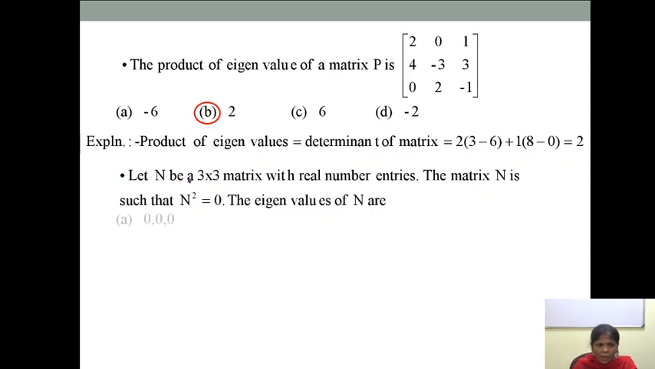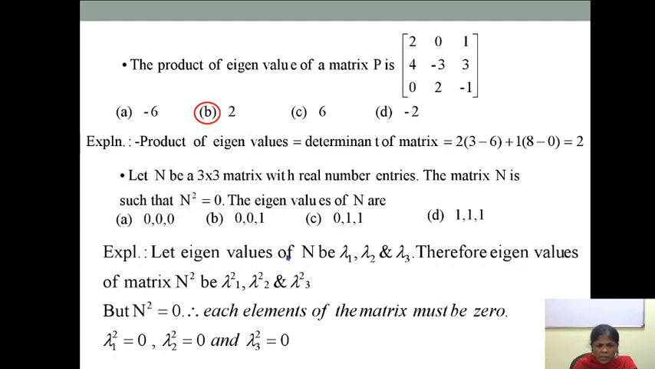Now let n be a 3 by 3 matrix with real number entries, and n is such that n square equals 0. What are the eigenvalues of n? And these are the choices. So what is given? Let us take the eigenvalues of n to be lambda 1, lambda 2, lambda 3. Obviously, according to the property we just saw in the previous slides, the eigenvalues of n square are obtained just by raising them to that power: lambda 1 square, lambda 2 square, lambda 3 square.